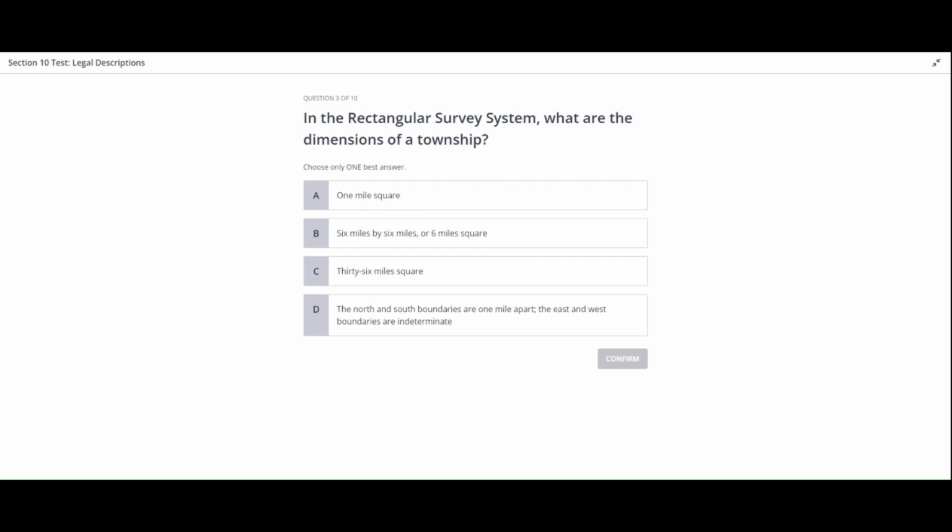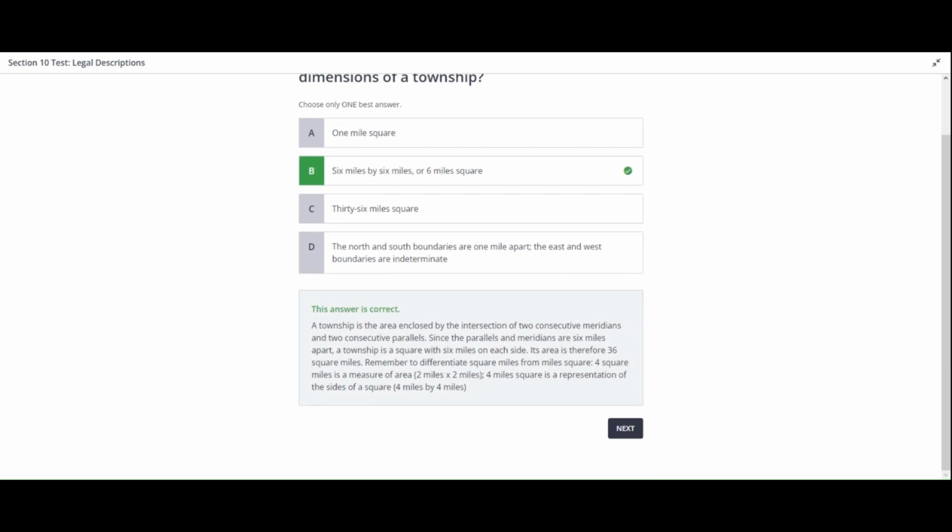Okay, now let's reveal the correct answer. And the correct answer is B. 6 miles by 6 miles, or 6 miles square. A township is the area enclosed by the intersection of 2 consecutive meridians and 2 consecutive parallels. Since the parallels and meridians are 6 miles apart, a township is a square with 6 miles on each side. Its area is therefore 36 square miles.